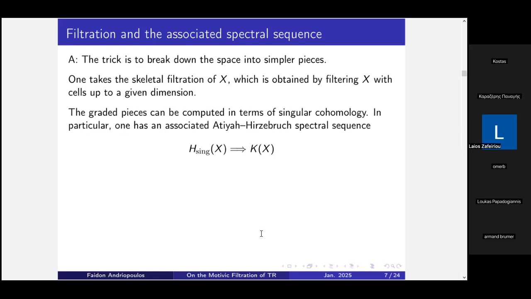This produces a filtration on the K-theory itself, which allows us to compute it in terms of some simpler cohomology theory, for example, singular cohomology. In particular, one has a spectral sequence called the Atiyah-Hirzebruch spectral sequence, which tells us that we have K-theory equipped with this filtration that we get by filtering the original space. The graded pieces for that filtration can be computed in simple terms by the singular cohomology.